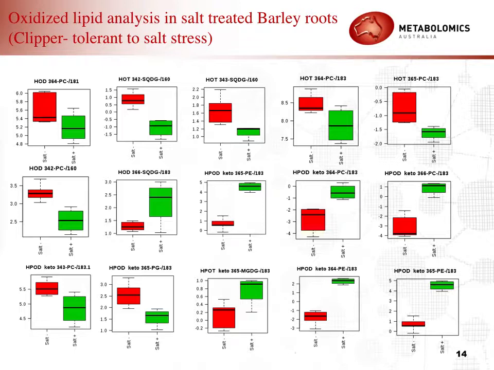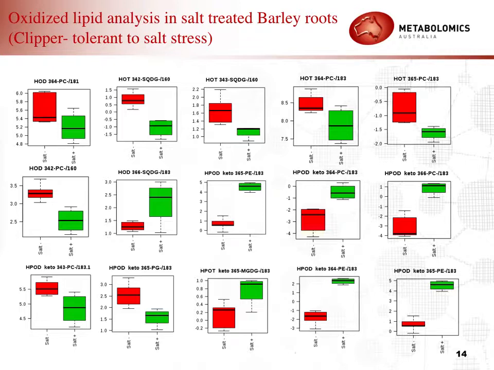So continuing from the previous results, as an example, these box plots are showing the significant difference and similar trend within the oxidized lipid classes. For example, HOT PC364 and HOT PC365 show a reduction in the amount of oxidized lipid when treated with salt.